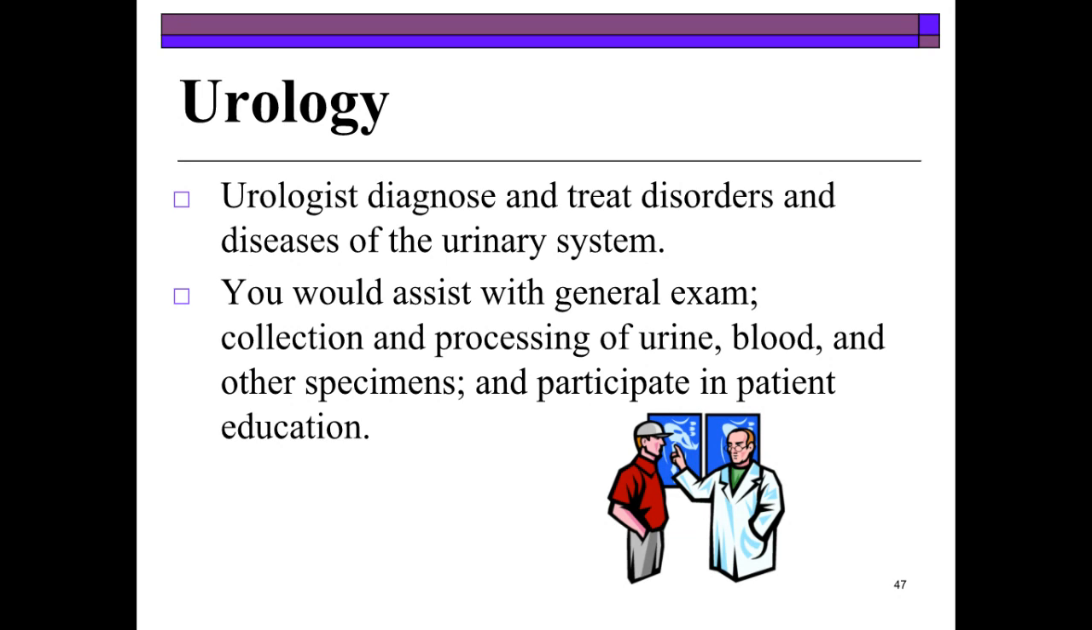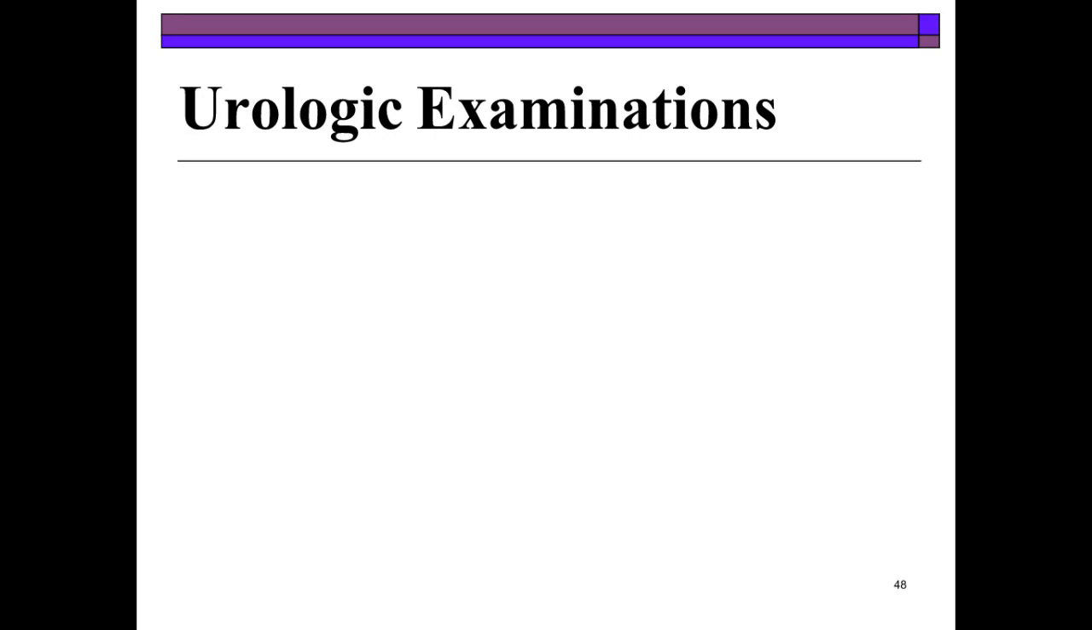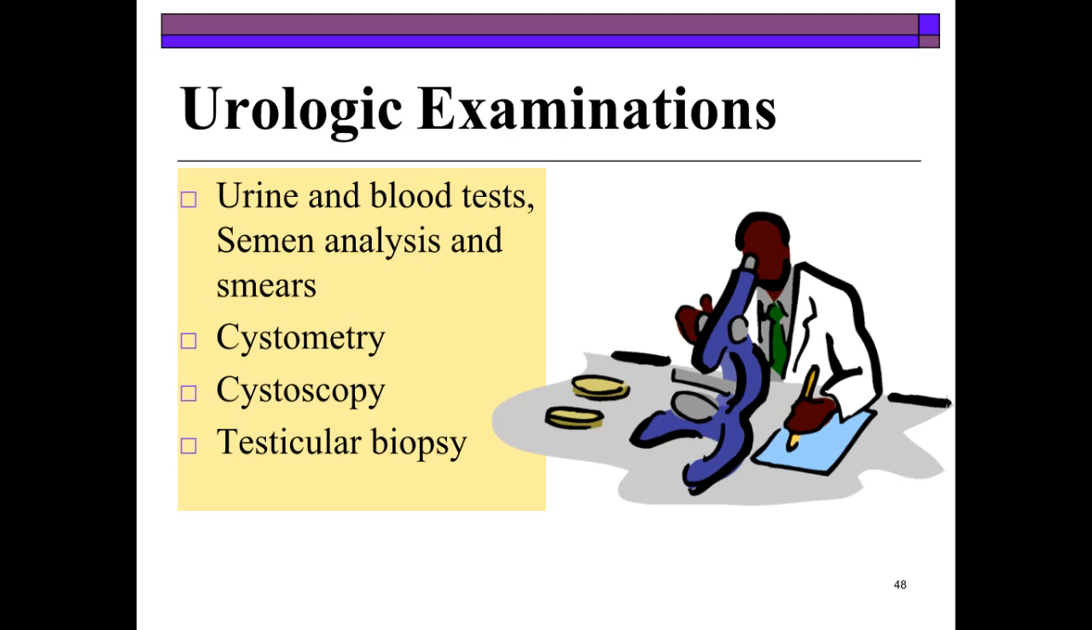They may be doing Botox for neurogenic bladder. They may be going to do a vasectomy. They may be going to do a TURP. And so you have to educate these patients on what's going to happen before and after those procedures. They commonly examine blood and urine and semen specimens. They do cystometry and cystoscopes and testicular biopsies for testicular cancer.